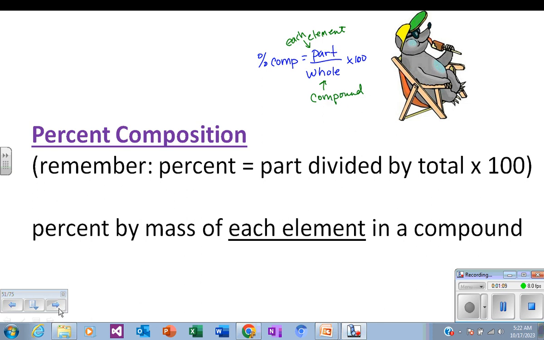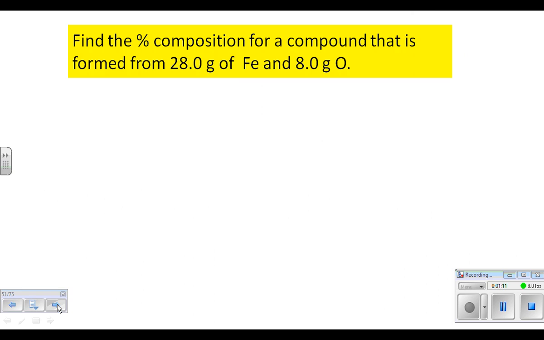All right. So when we have examples in our notes, it says find the percent composition for a compound that is formed from 28 grams of iron and 8 grams of oxygen. So the first thing we have to do is find the whole compound. To do that, we would just add up what we have. So that would be 28 plus 8, which would give us 36.0 grams of the compound in total.